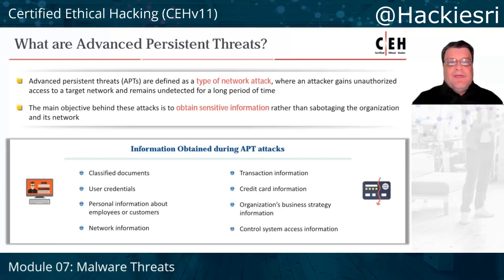The main objective behind these attacks is to obtain sensitive information rather than sabotaging the organization and its network. Information obtained during APT attacks include classified documents, user credentials, personal information about employees or customers, network information, transaction information, credit card information, organizations' business strategy information, and control system access information.